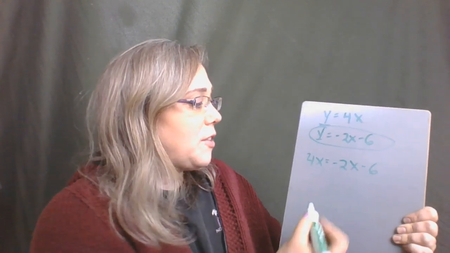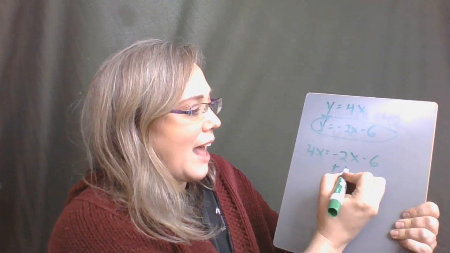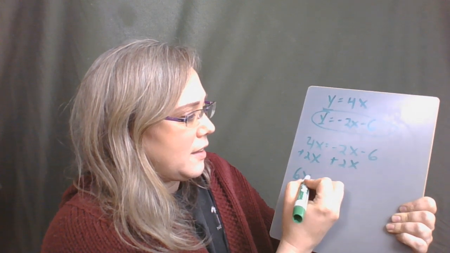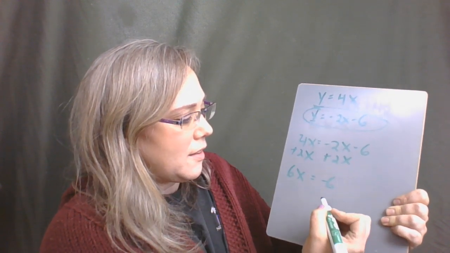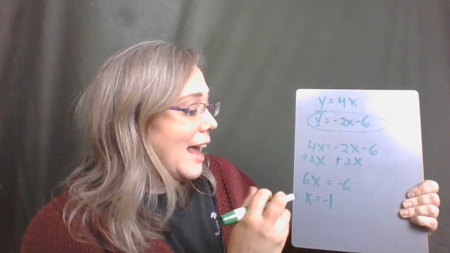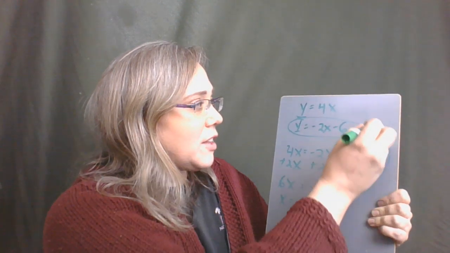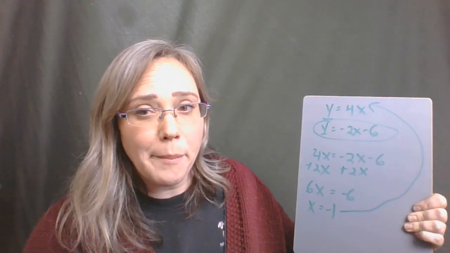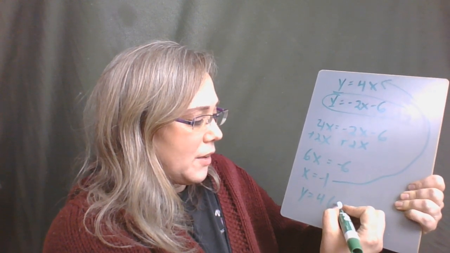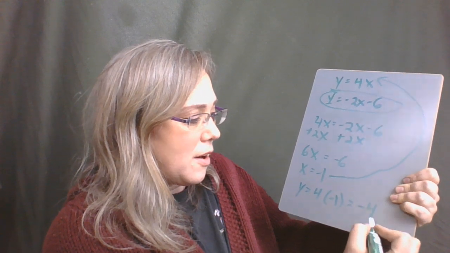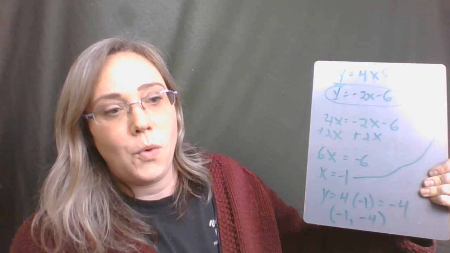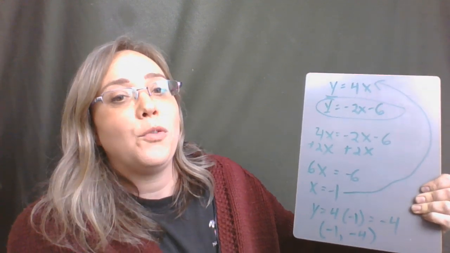Step 3 is solve. So 4x, negative 2x, I'm going to add 2x to both sides, and I get 6x equals negative 6. Divide both sides by 6, so x equals negative 1. Then I'm going to plug that back into the original equation all the way at the top and get a y value: y equals 4 times negative 1, so y equals negative 4. The point is negative 1, negative 4, which is, of course, the answer to number 1. So you'll shade number 1 red.